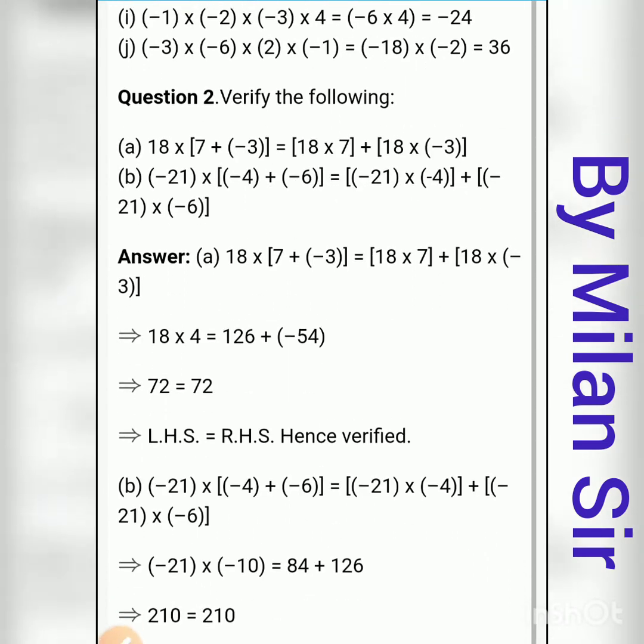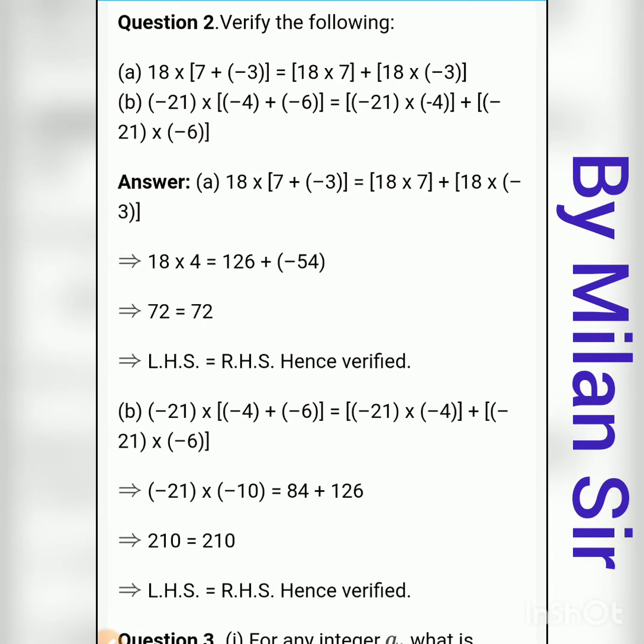Now next is question number 2. Verify the following. Verify the following means we need to check this, that means we need to prove the left hand side is equal to the right hand side. We need to show both sides of the equality are equal. Here we do not need to find the answer, but we need to verify, to prove this.